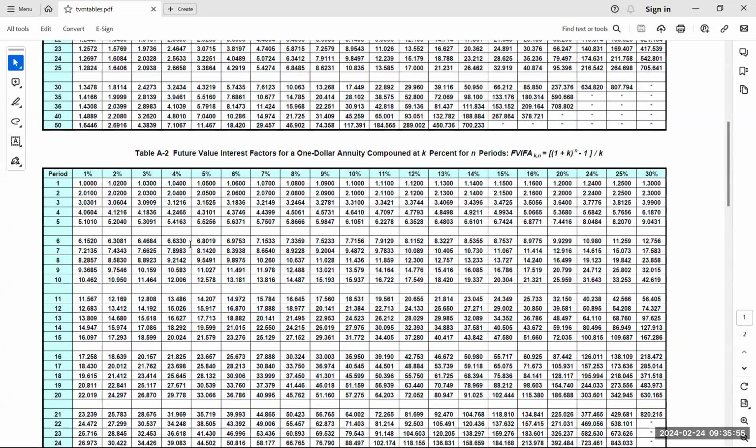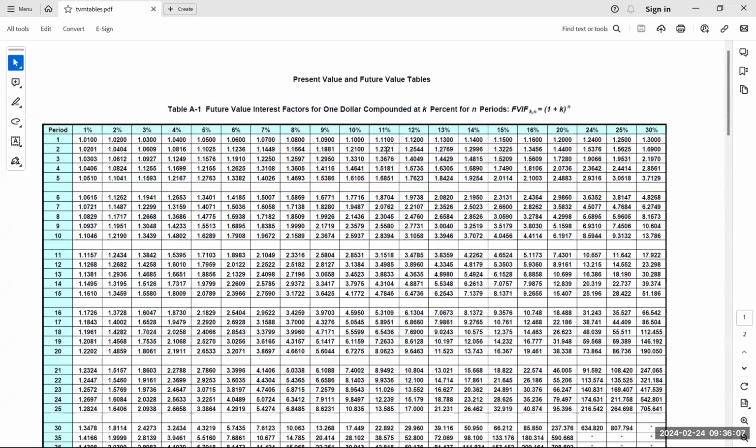Table A2, look at the heading of the table first. It says future value interest factor of $1. Oh, this is the annuity table, sorry, wrong one. This one, future value interest factor of $1 compounded at K%. So this table uses the letter K for interest rate instead of R, so that doesn't make a difference to us. So future value interest factor of $1 compounded at R% or K% for N periods. So it's written like this, FVIF, and in the subscript, we are writing the rate and the time. And then we are writing the formula 1 plus K to the power of N or 1 plus R to the power of N, right?